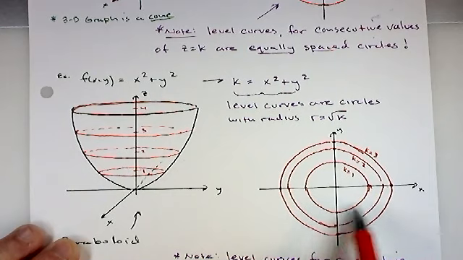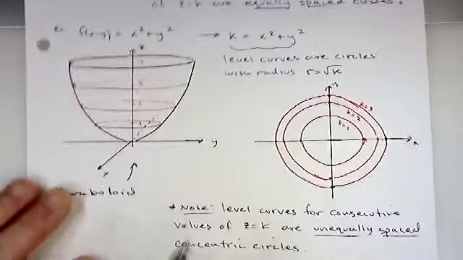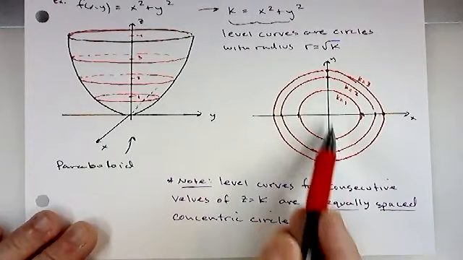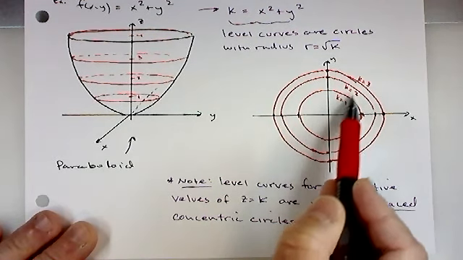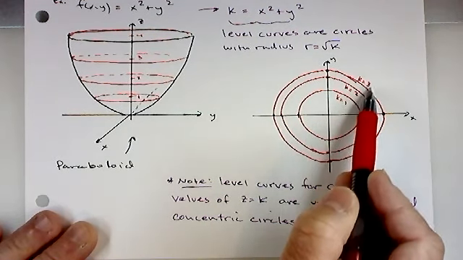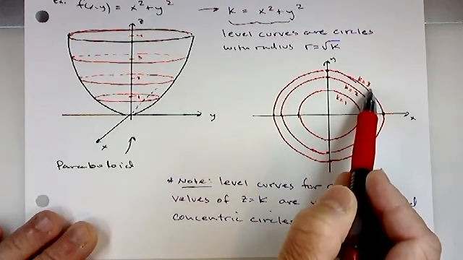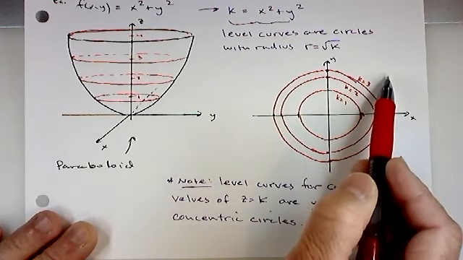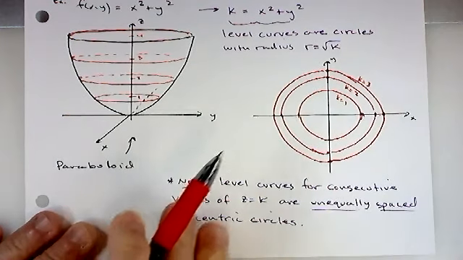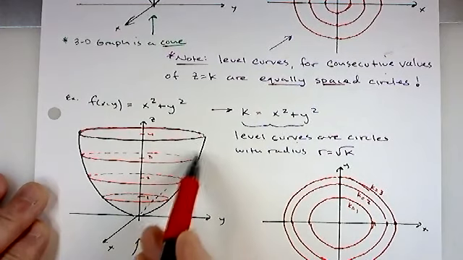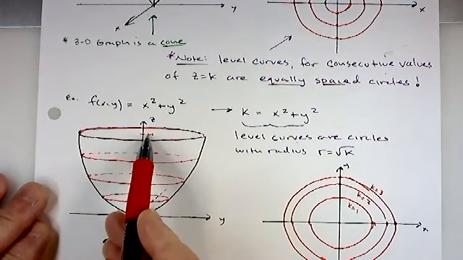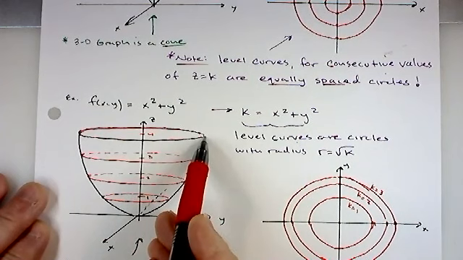So notice one difference between the contour plot for this paraboloid is you're getting a bunch of circles that are concentric, but they're not equally spaced. The distance between each circle is going to get smaller as you choose bigger and bigger k values. And you can tell that from the graph. Because the parabola is curving upward, as you move up one value of z, the radius of your circle does get bigger, but not by the same amount. It's getting bigger by a smaller amount each time.